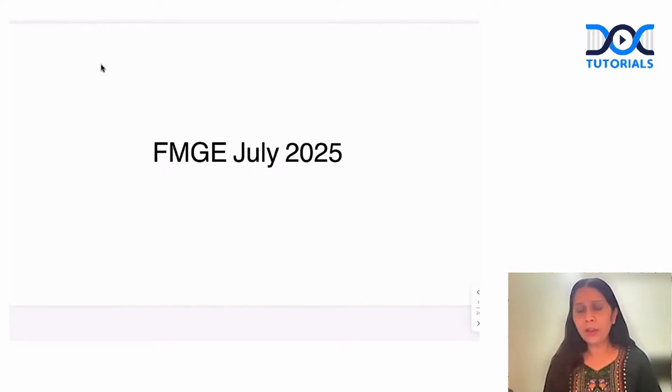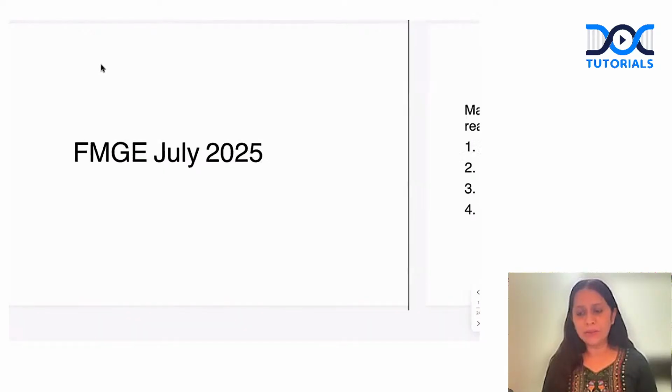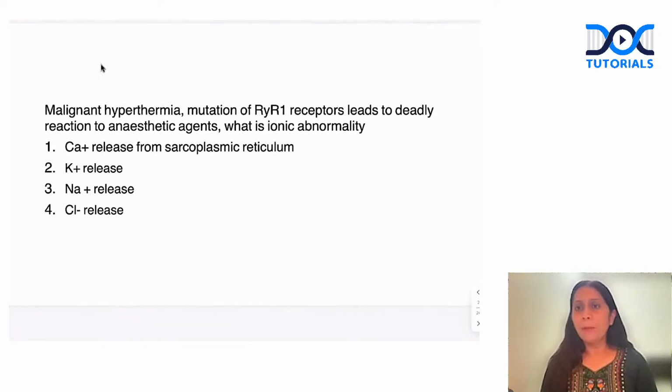So the first, as I always say, in anesthesia, if you ask me for just one topic to read, I would say malignant hypothermia. Malignant hypothermia is a favorite topic of the exam, and this is the question which has been asked. Malignant hypothermia, mutation of RYR1 receptors, that is ryanodine receptor, leads to deadly reaction to anesthetic agents. What is the ionic abnormality? So they had asked about the pathophysiology of malignant hypothermia.